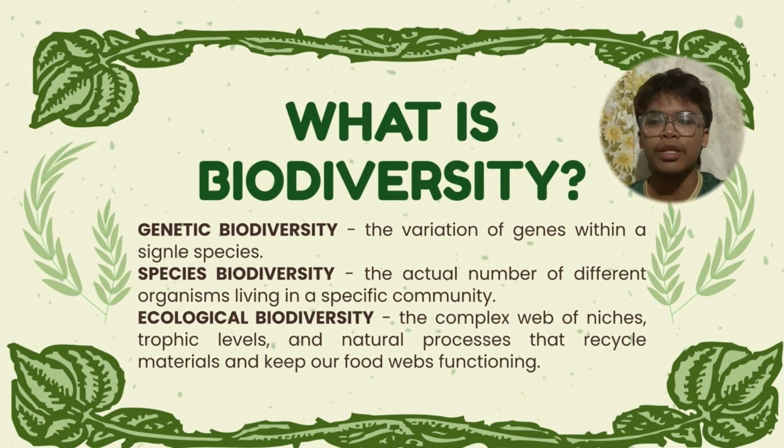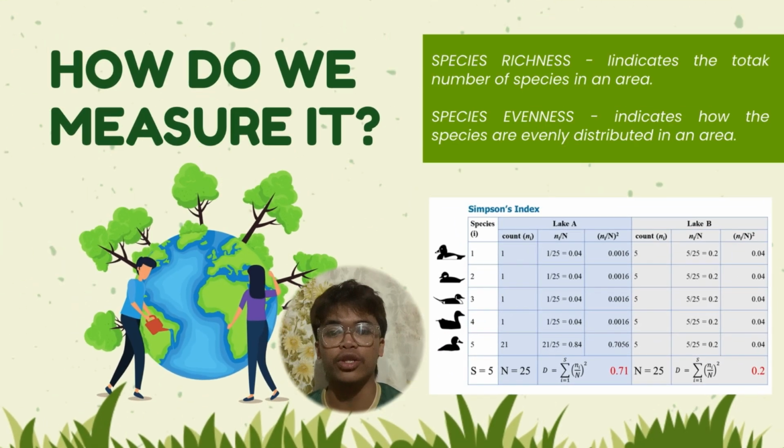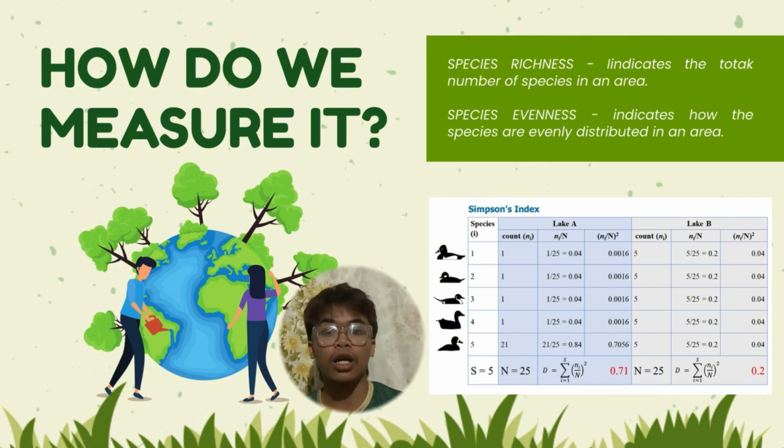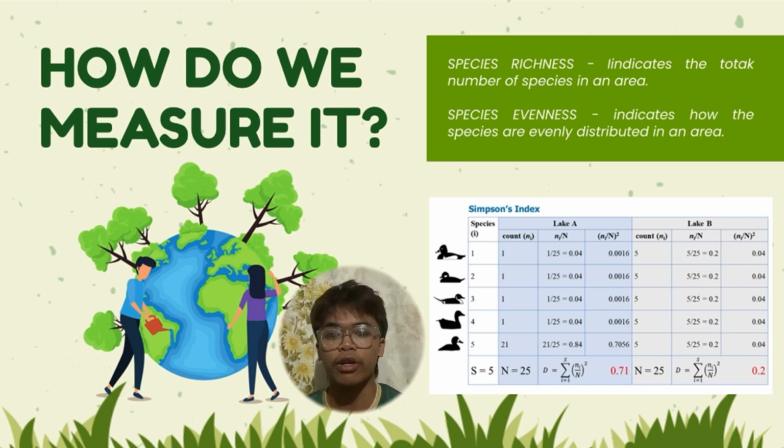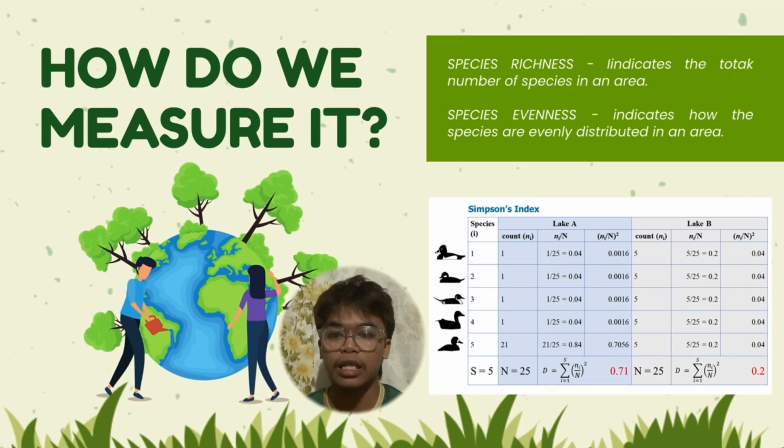ecosystem. But do we actually know how to measure this? Ecologists look at two main metrics. The first one is species richness. This is a very simple tally of how many different species exist in an area. And the second one is species evenness, which asks if those species are balanced or if one is dominating an entire area. The researchers combined these using the Simpson's index.